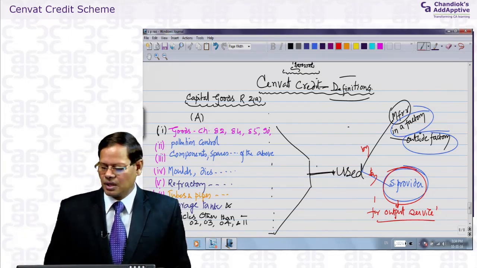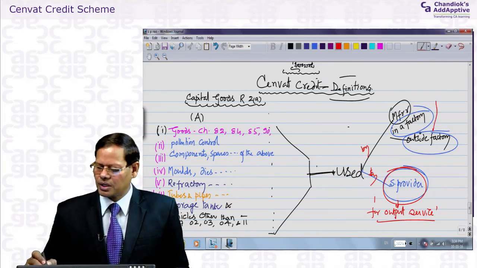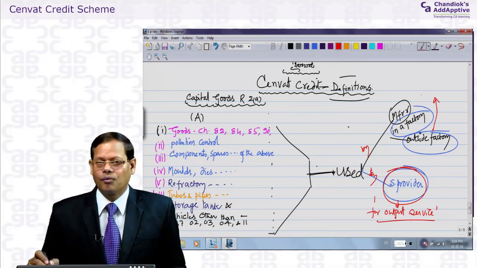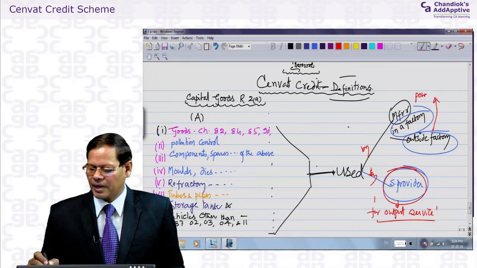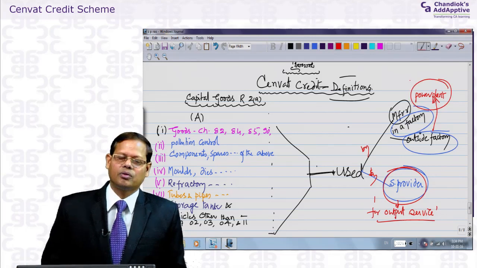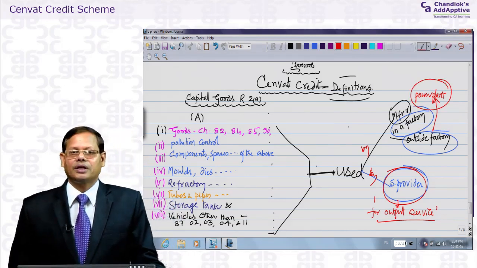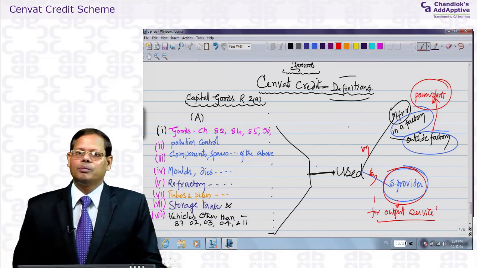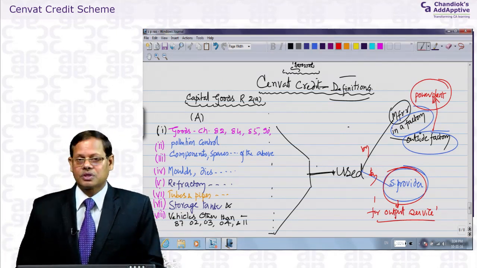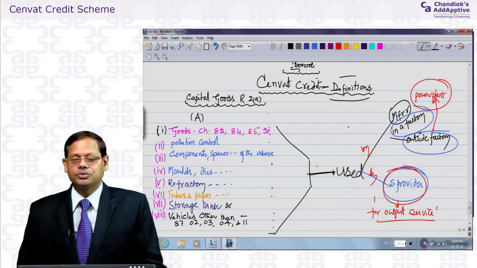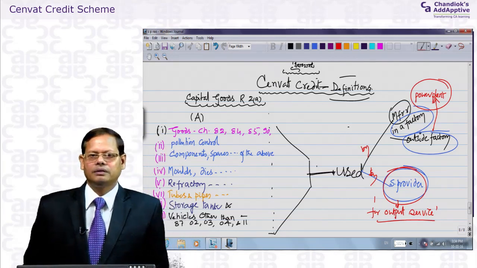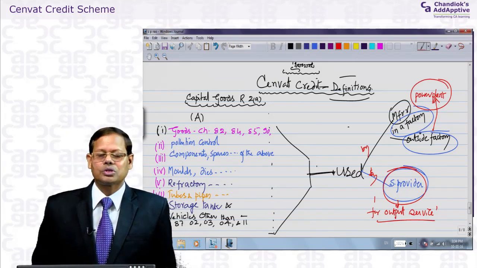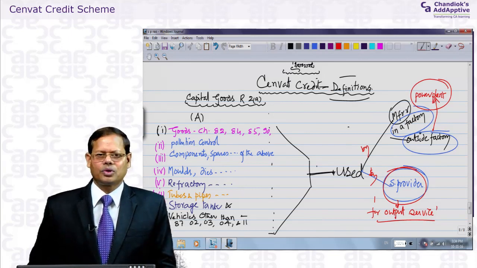But at the same time, sometimes you may also be using capital goods outside the factory. What is it? Capital goods used in a power plant, a captive power plant. Captive power plant means the power generated in the power plant is used captively in the factory, not sold outside, not used outside, but used in the factory to the extent of use. Suppose it is partly used for the factory and partly used for other things, maybe partly that is allowed. Used outside the factory will of course become a dispute.